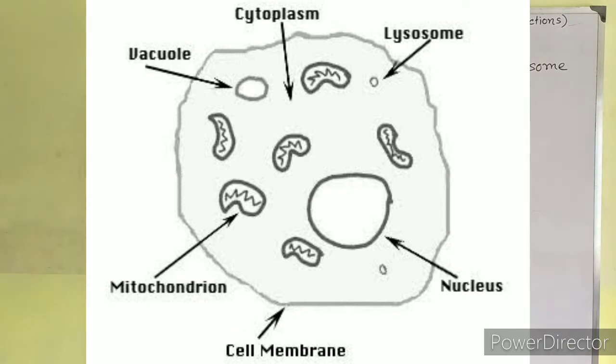There are many small cytoplasmic bodies in cytoplasm. These are called cell organelles like vacuole, lysosome, mitochondria, as labeled in the diagram. These are cell organelles about which we will learn in our next video. All organelles in cytoplasm play an active role in the functioning of the cell.